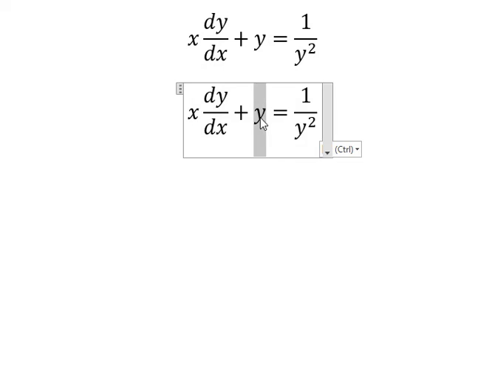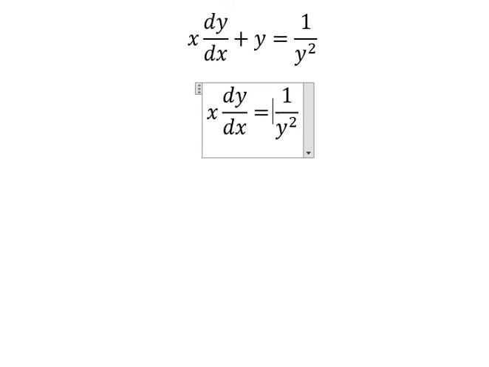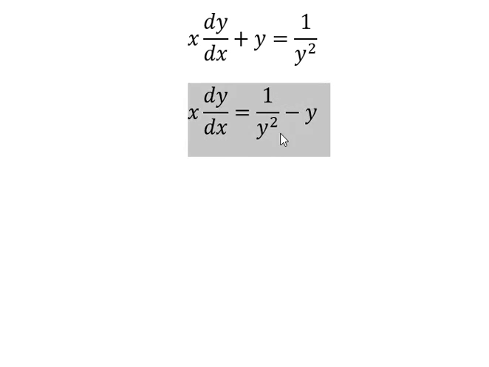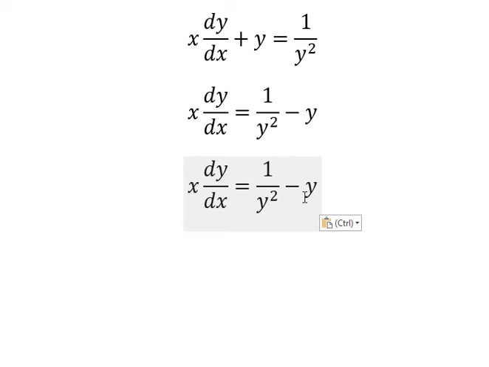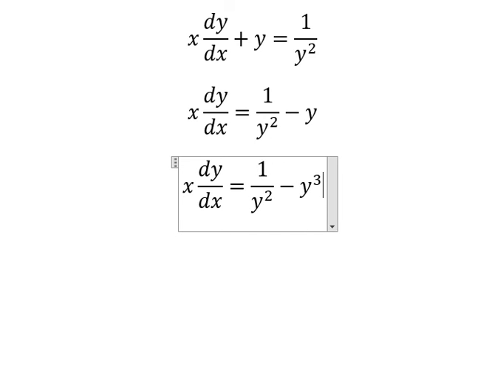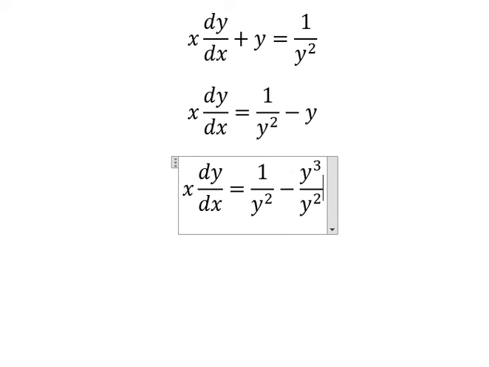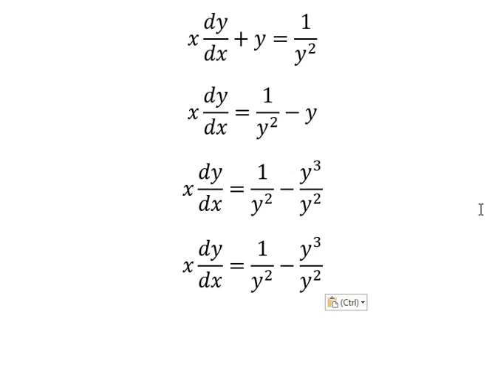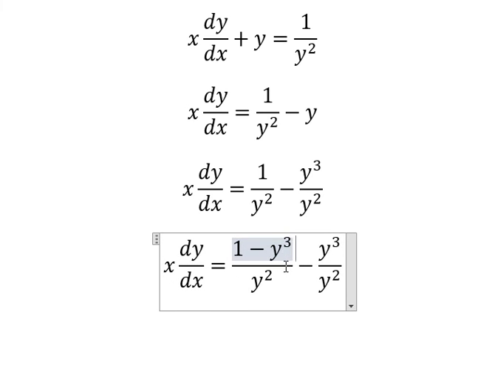This one I will put on the right. Later we do a common denominator of y. So we have 1 minus y to the power of 3.